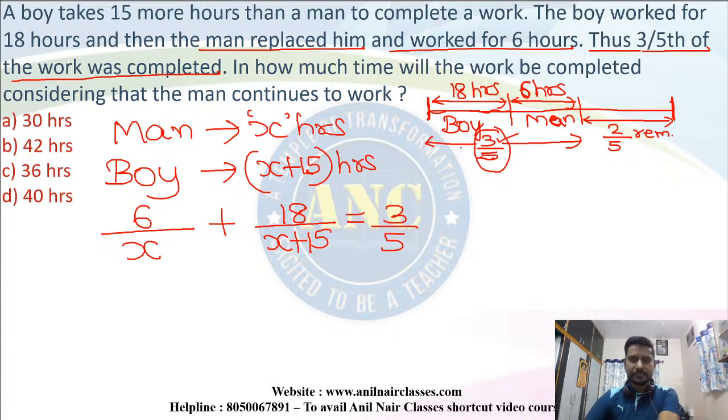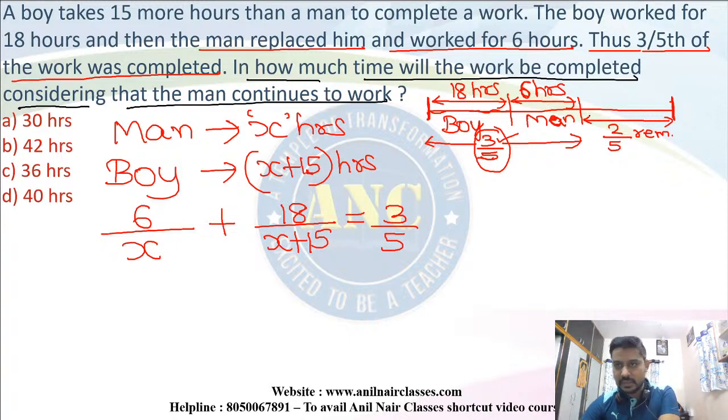Now see here, what is the question? In how much time will the work be completed, considering that the man continues to work? That means this remaining 2 by 5th of the work which is left over right now, the man will only complete, right? The man will only complete the remaining 2 by 5th of the work.